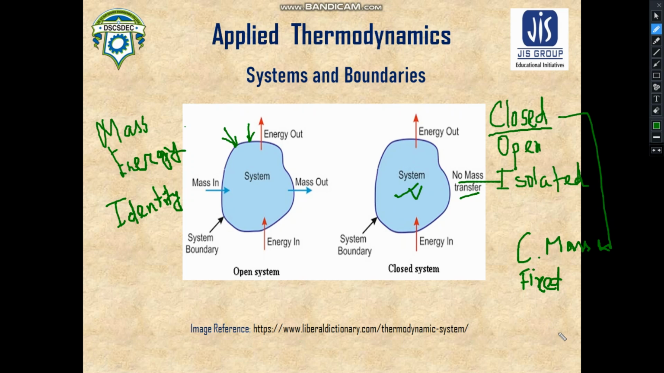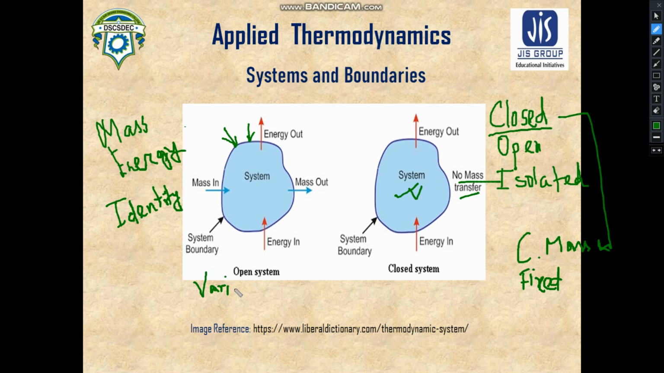So for closed system there are three things. It can be called as control mass system. Energy interaction can happen here. No mass interaction happens here, and it has a fixed identity. But for open system, both mass and energy are allowed to move in or move out. And since the mass changes for open systems, we can obviously say the identity is not going to remain the same. So it will have a variable identity.